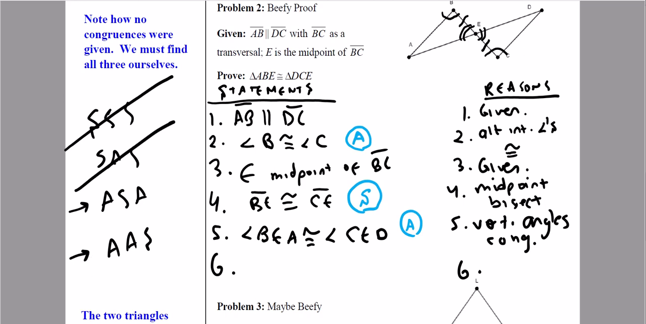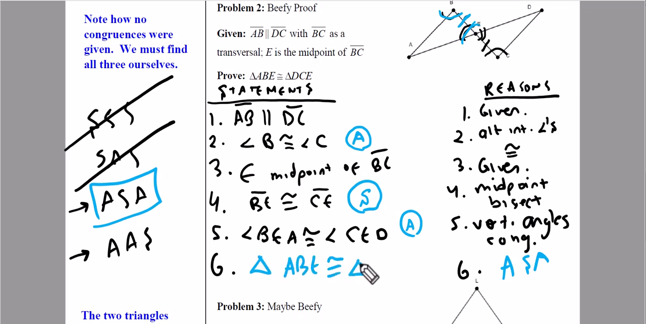So if I look at this diagram, I notice that I have this angle here, and I have the side in between. That's the included side. So I can say by angle side angle that triangle ABE is congruent to triangle DCE. And we're done with that proof.